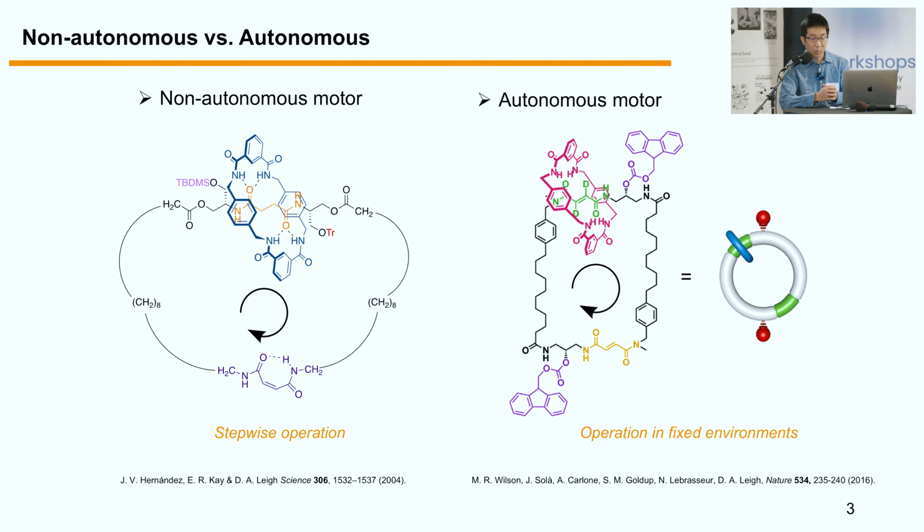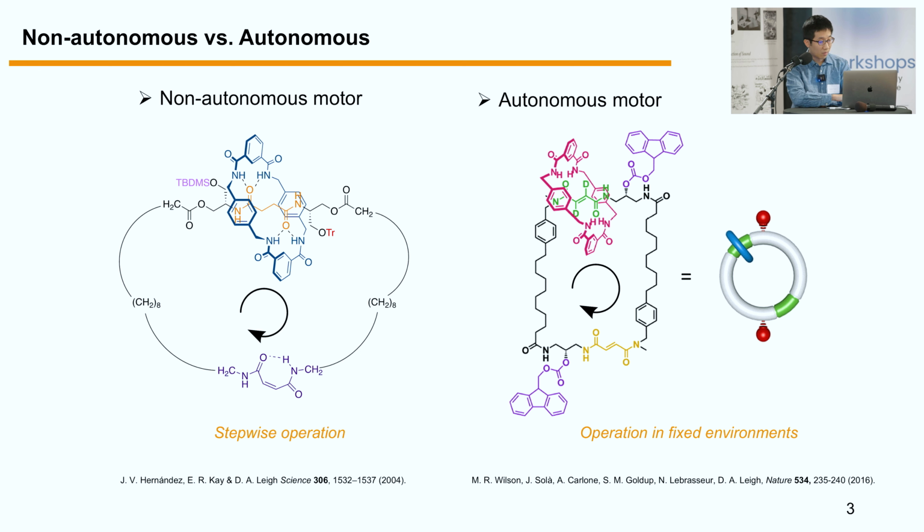But before going into my project, I want to clarify the difference between non-autonomous and autonomous molecular machines. So this is an example of a non-autonomous molecular motor. It's made of two interlocked macrocycles like this. And what this system does is rotate one macrocycle on the other macrocycle in a directional way. So how is it done? By stepwise operation.